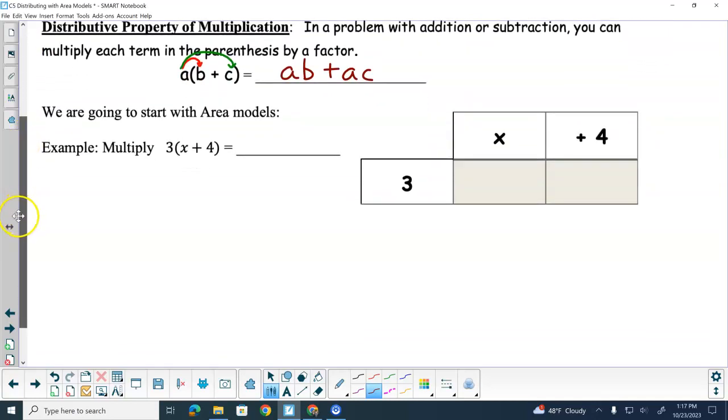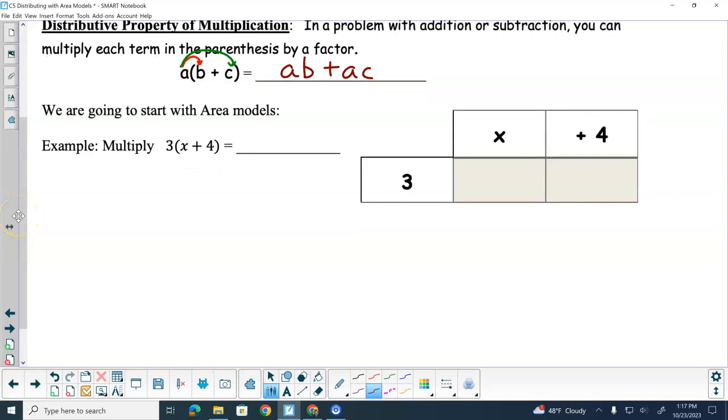Okay? So how an area model works. We did it like so. When you get more and more proficient at this, you're going to multiply those two together, and then multiply those two together. Well, how an area model works is you multiply the row by the column.